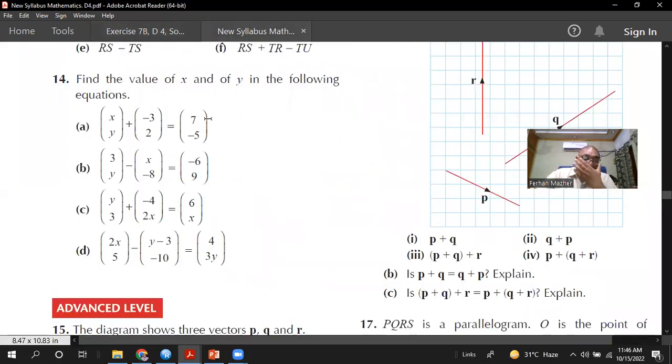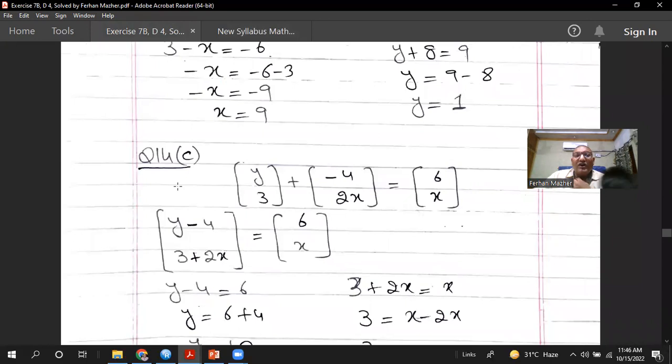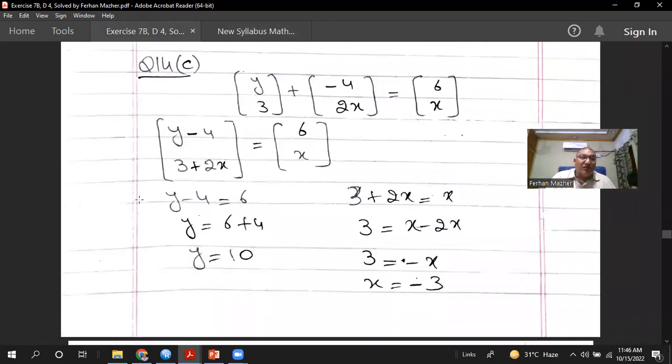It's B part. Question number 14, C part. Again, same process. Okay. So y minus 4, and then you have 3 plus 2x, and that will be equals to 6 by x. So I will do that, and you will have y minus 4, and downstairs you will have 3 plus 2x equals to 6 and x. So compare the y minus 4 equals to 6. So it will be y is equals to 6 plus 4 and y will be equals to 10. In the same way, 3 plus 2x is equals to x. So x will be equals to x minus 2x. So x will be equals to minus x. X will be equals to minus 3.